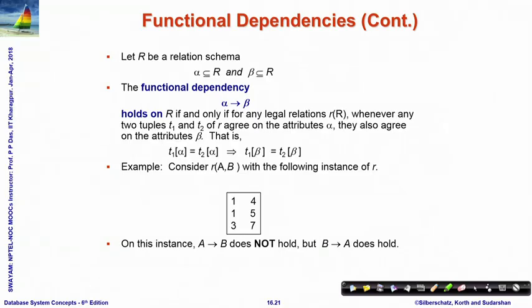because if we take any 2 tuples, the value over B does not at all match. If that does not match, then naturally there is no question of what happens to the value of the tuple over the attribute A. So, we will say that B functionally determining A holds in this instance.